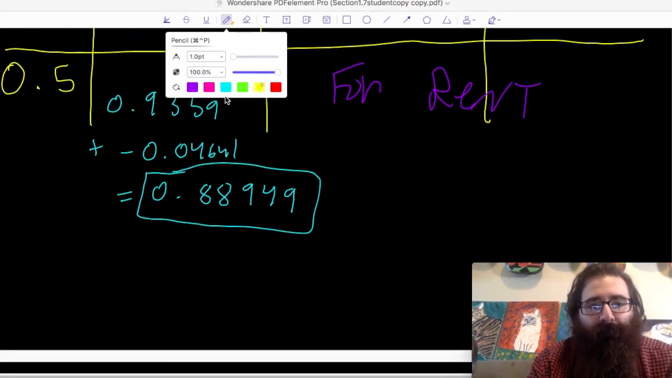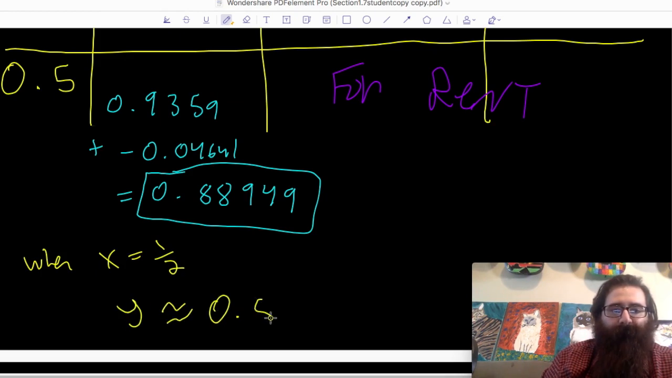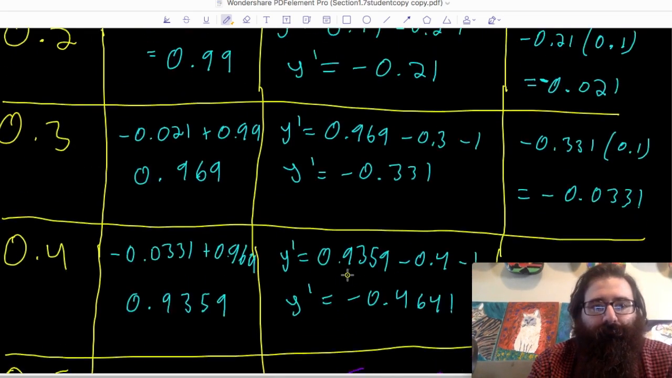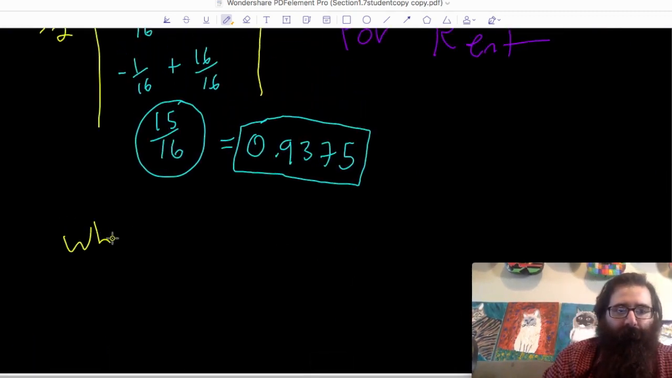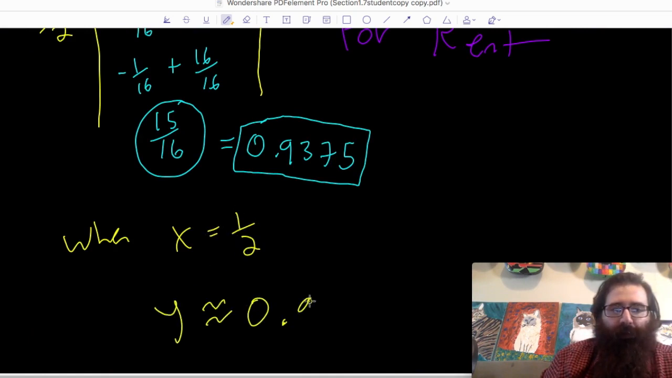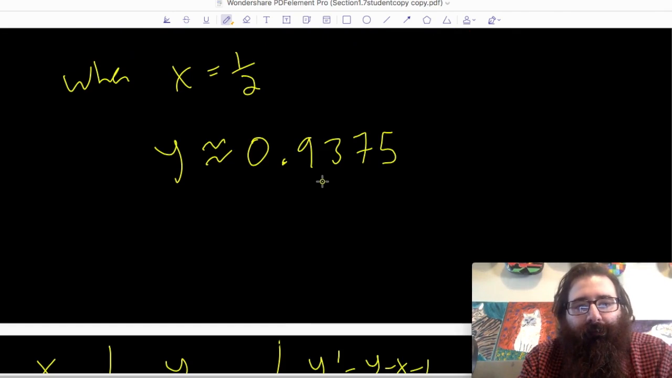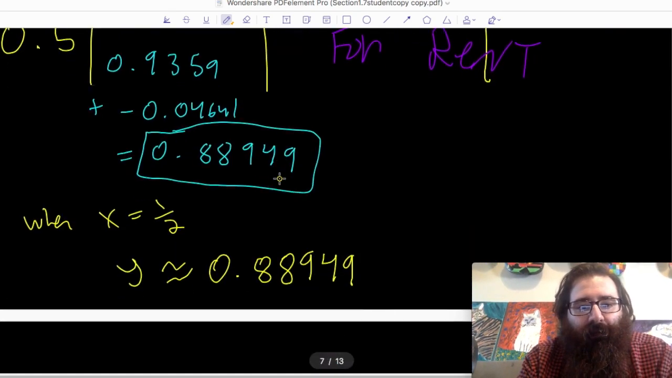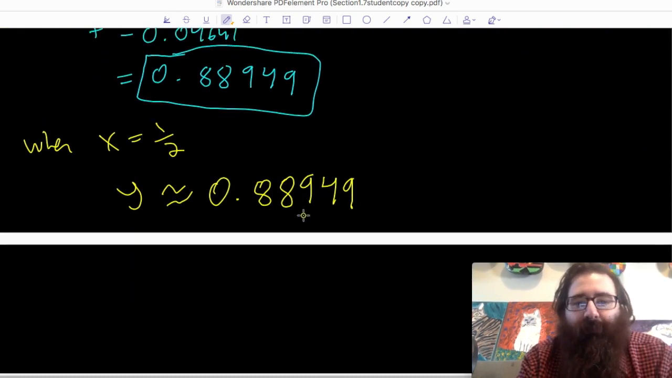But what we're saying is, when x is 1/2, y is approximately 0.88949. And what did we get before? I didn't write my little statement here, so I should do that. When x is 1/2, y is approximately 0.9375. Are these the closest numbers in the world? 0.9375 and 0.88949? No, of course, but reasonably close to one another, I'd say.